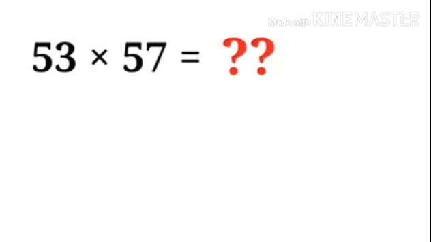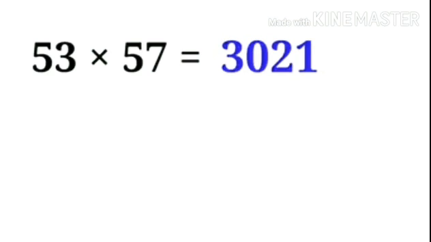Can you verbally find out what is 53 times 57 in just 3 seconds? And yes, your time starts now. And the correct answer is 3021.